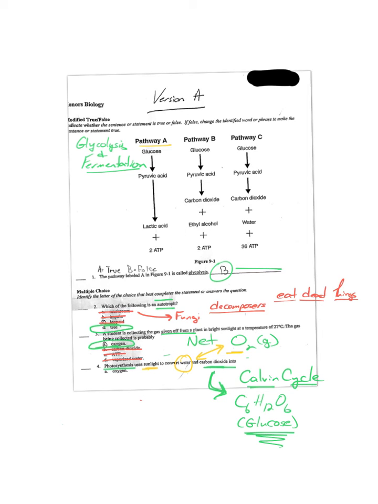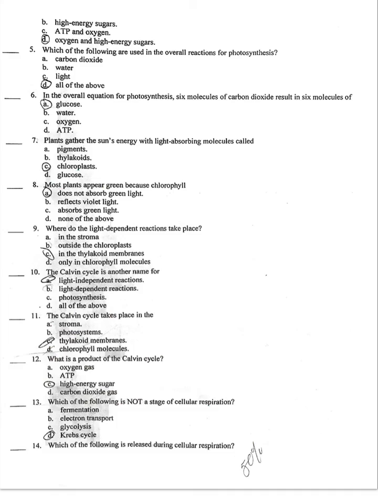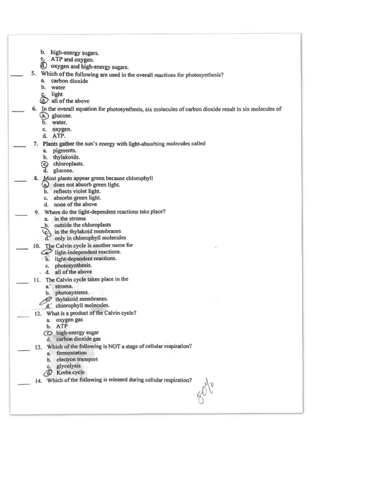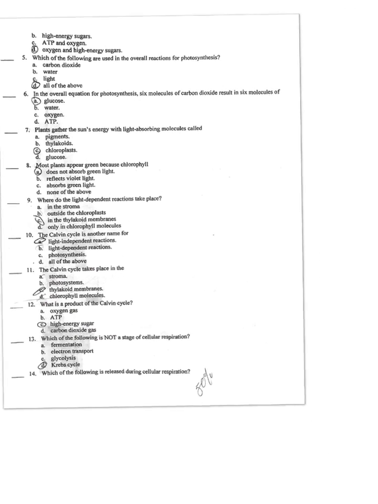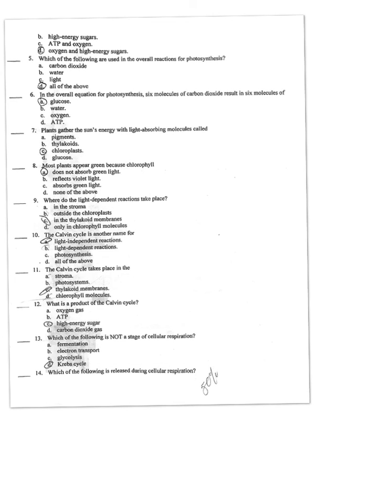The Calvin cycle is the second half of the process, and that's where you capture the CO2 and make glucose. Let's take a look at the rest of the choices and see if we can get the right answer. It says high energy sugars, oxygen and high energy sugars, and ATP and oxygen. Well, what would be the ultimate goal of photosynthesis? It'd be to make those high energy sugars, so you know that's going to be an answer. Your best answer is oxygen and high energy sugar.